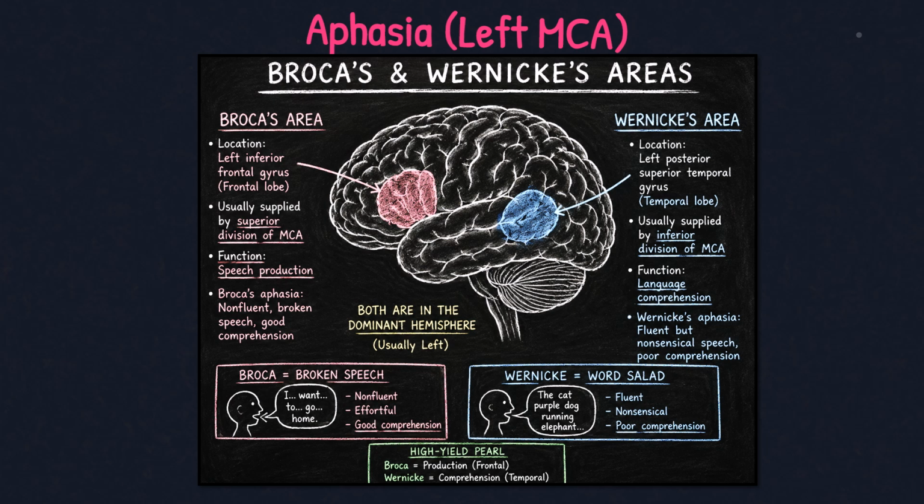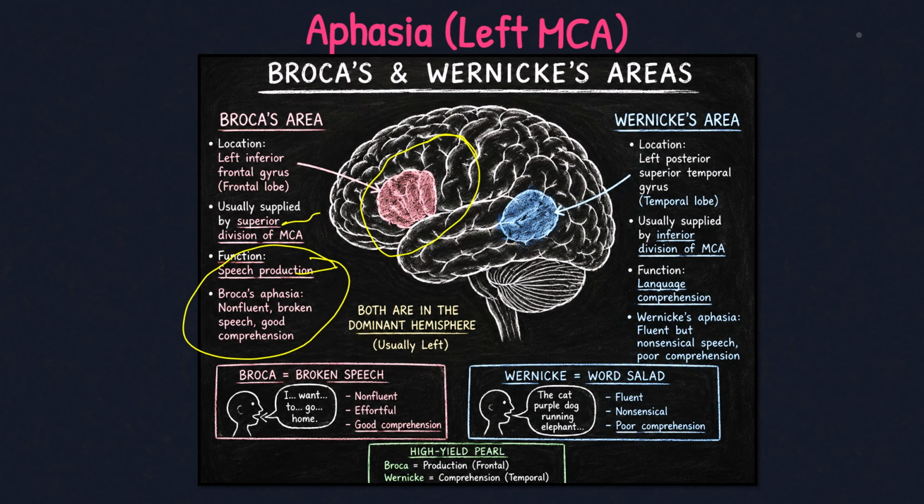So Broca's area is in the left inferior frontal gyrus of the frontal lobe. It's usually supplied by the superior MCA, and its function is speech production. You have to know what this looks like when a patient presents with Broca's aphasia. These patients are going to be non-fluent, have broken speech, but they are going to have good comprehension. People tend to remember Broca's aphasia by broken speech, non-fluent, effortful, but good comprehension.